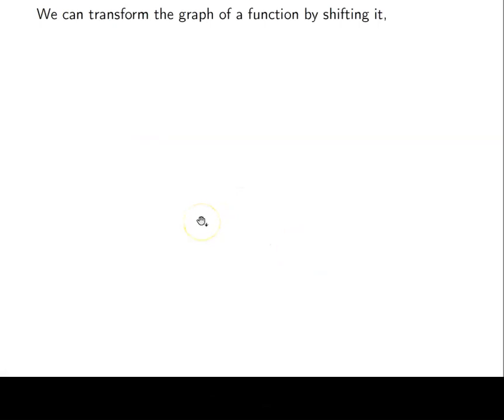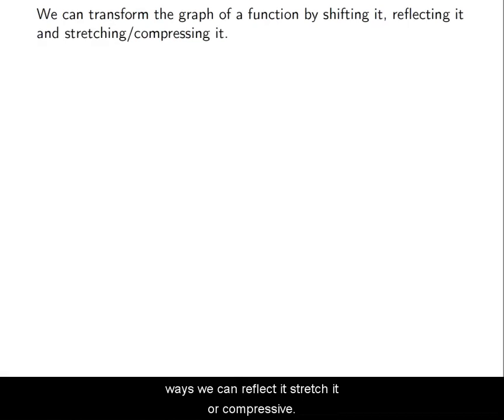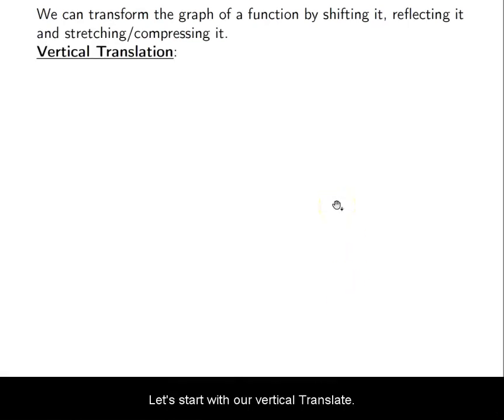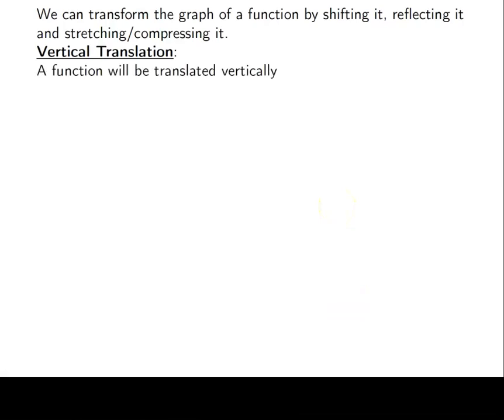Okay, so we can transform a graph by shifting it. That's one of the ways. We can reflect it, stretch it, or compress it. So let's start with our vertical translation. A function will be translated vertically. So when we say translation means a shift, basically, right? Moving it from left to right, up or down. So a vertical translation is that movement of a function up or down. So we're not changing its shape, we're just changing its position in space.